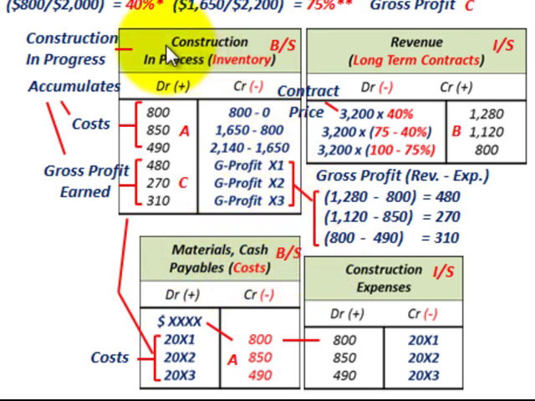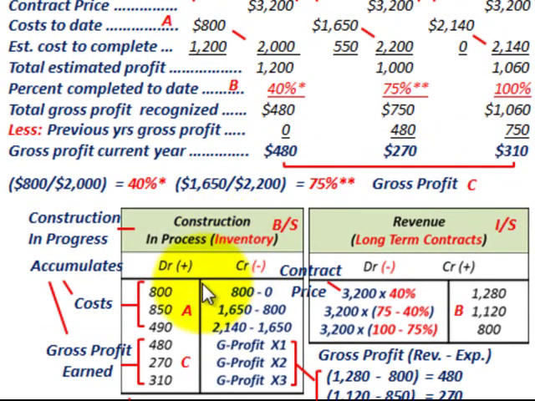But what we want to concentrate on is this construction in progress account here as an inventory account. What we do with this account is accumulate the costs that we have on this contract plus the gross profit earned on the contract. So that's what this construction in progress inventory account does. Let's start out with this construction in progress account.